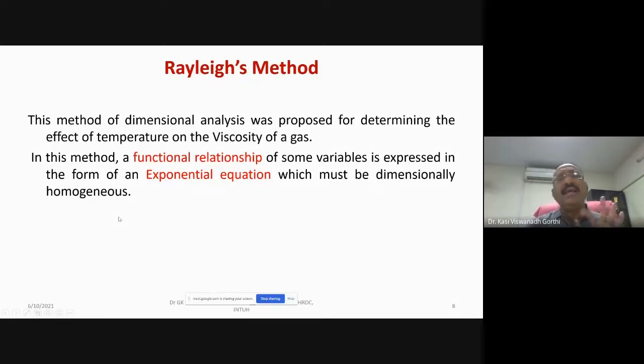I repeat once again about this method. In Rayleigh's method, we try to identify the dependent and independent variables involved in a given physical phenomena. Once you establish the functional relationship between them, we will be able to express an exponential equation between the dependent and independent variables. And we assume that this exponential equation is dimensionally homogeneous.